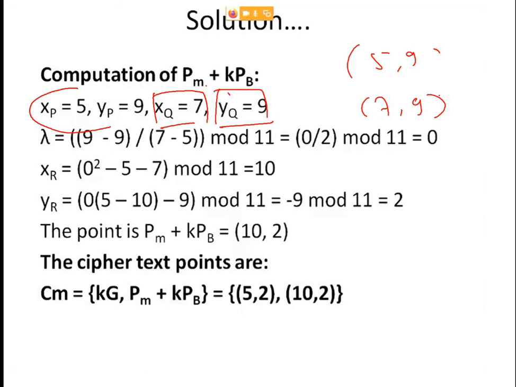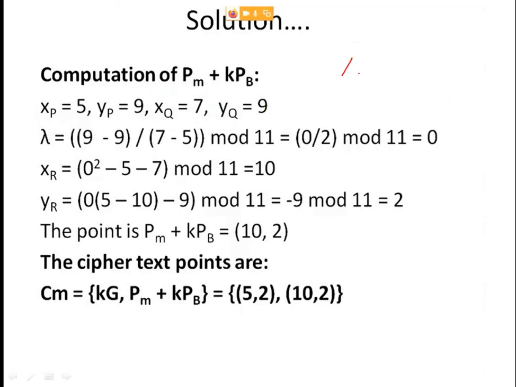So then what do we need to apply? We need to apply the other formula of lambda, for when P is not equal to Q. Previously we applied the formula for when P equals Q. Now we apply the lambda formula for P not equal to Q, and we calculate lambda. We got the lambda value as 0. Now find the xr and yr points: xr is this one, yr is this one. So it becomes (10, 2). So Pm plus kPB becomes (10, 2).